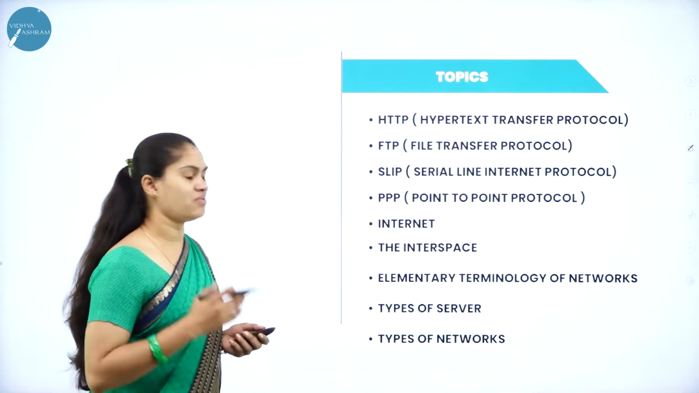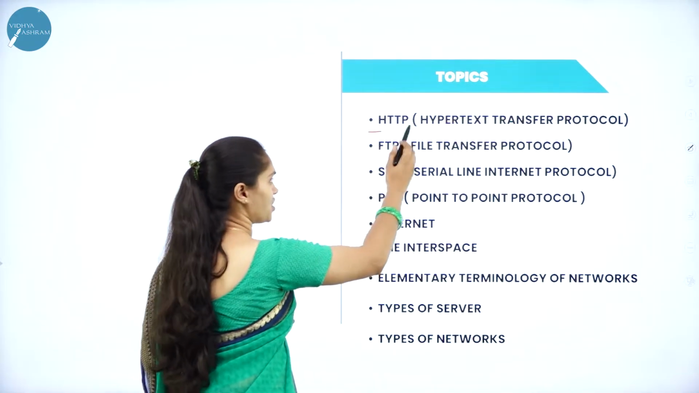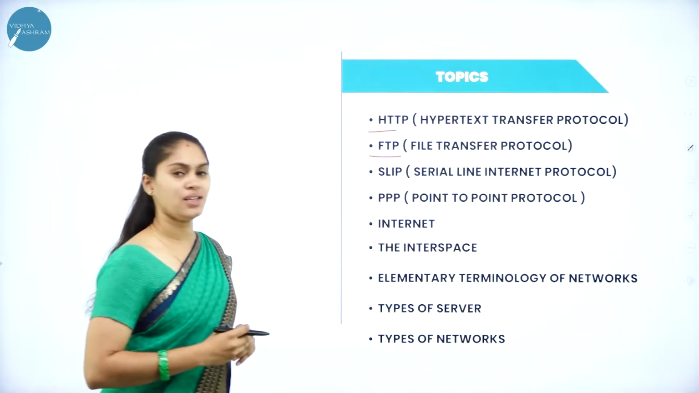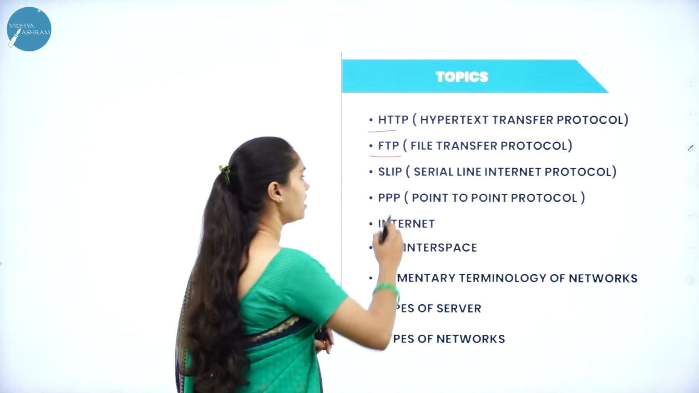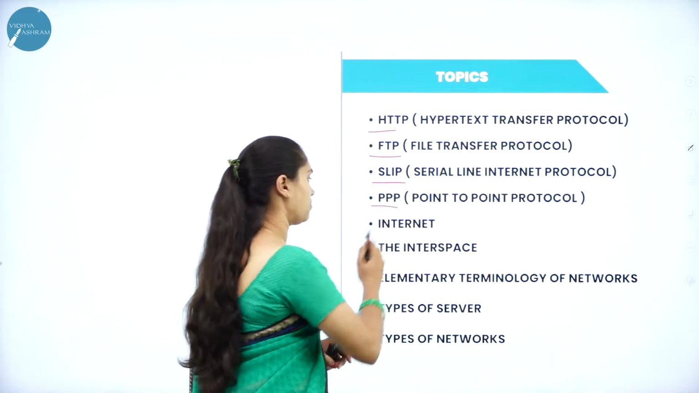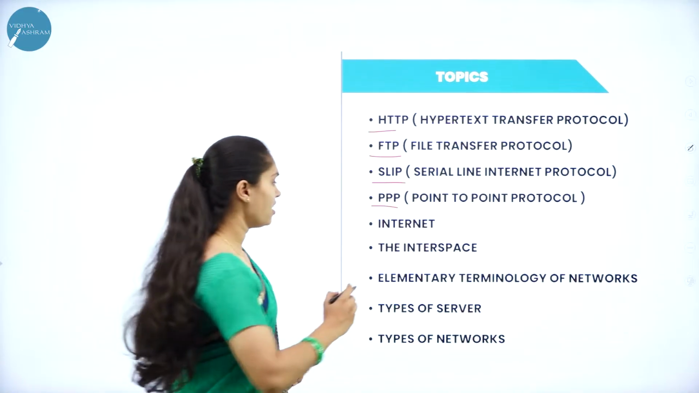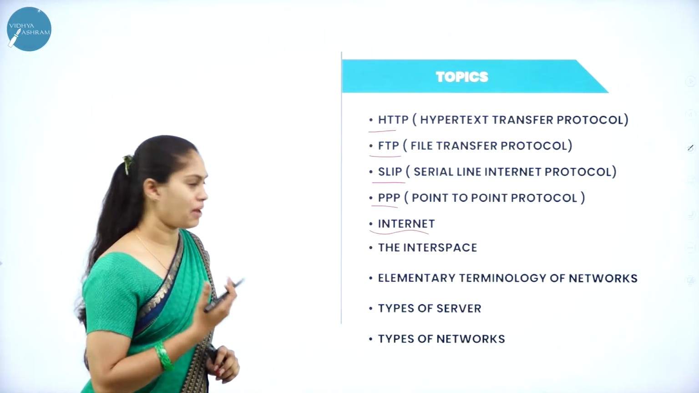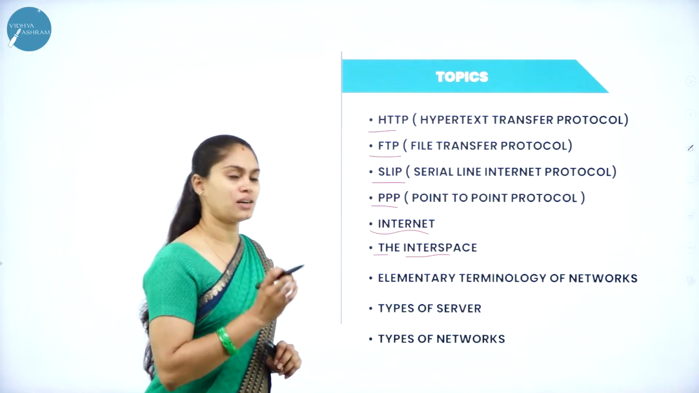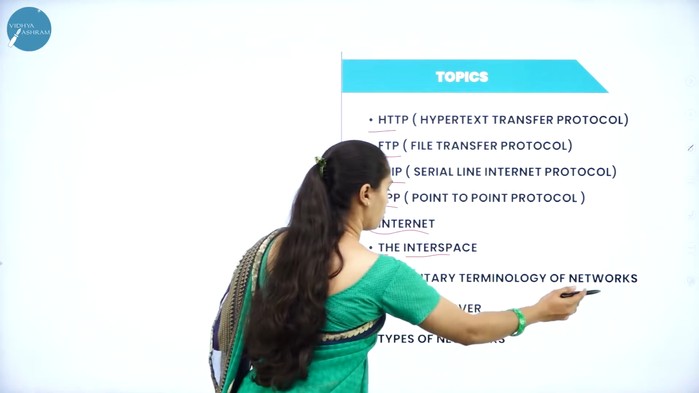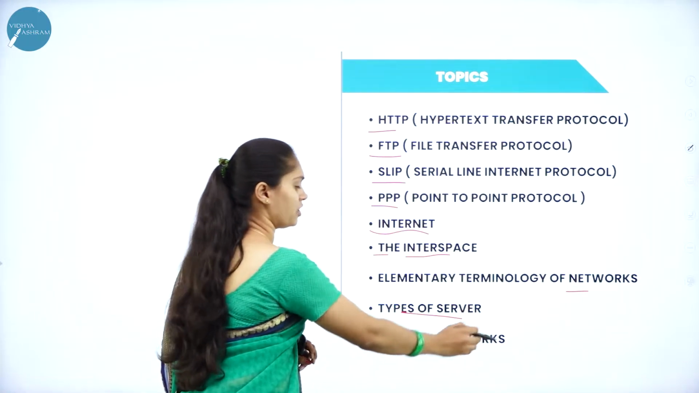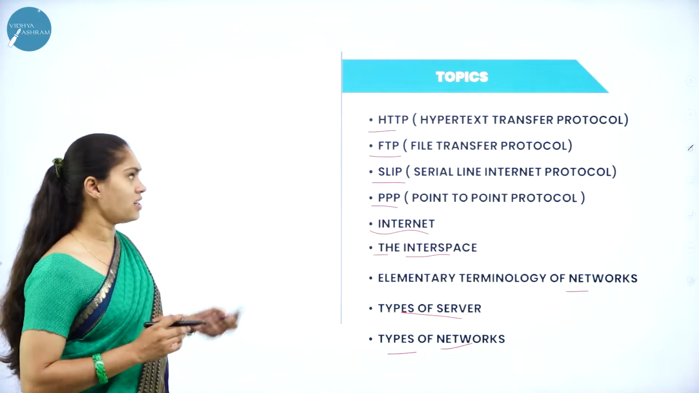In today's session, we are going to discuss HTTP, that is Hypertext Transfer Protocol, and then FTP, that is File Transfer Protocol. Next we have SLIP, that is Serial Line Internet Protocol, then PPP, that is Point-to-Point Protocol. Then we are going to learn what is meant by internet and interspace, and also get to know some of the terminology related to networks. We will also learn about the types of servers and types of networks. So this will be the content of our today's session.